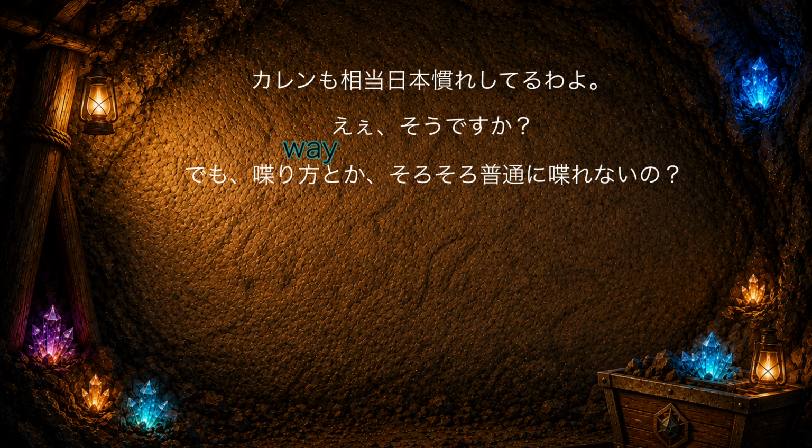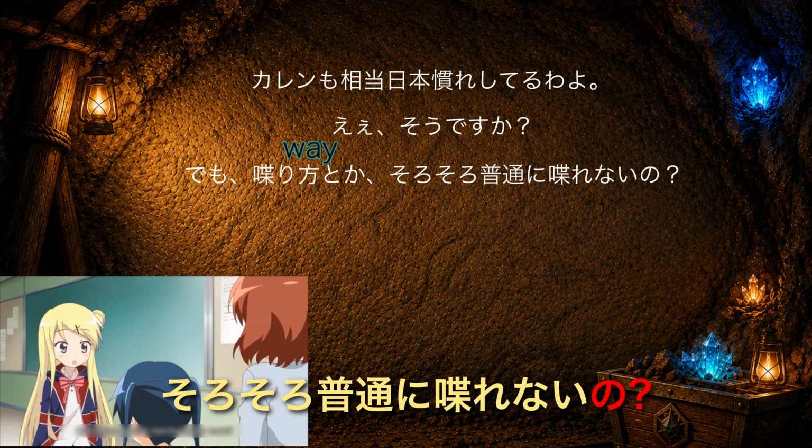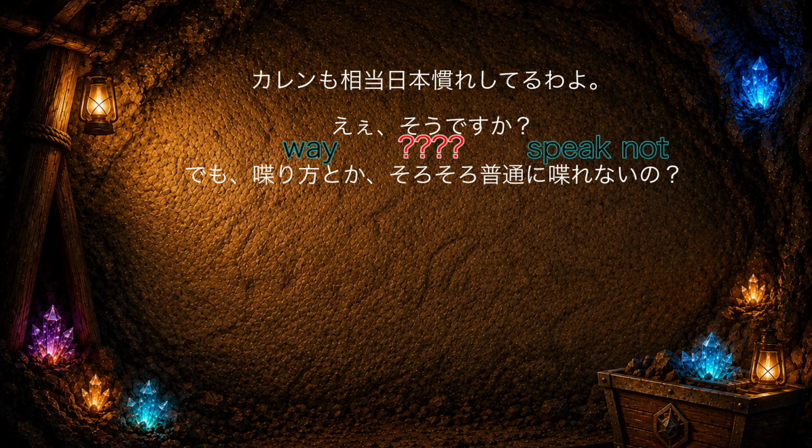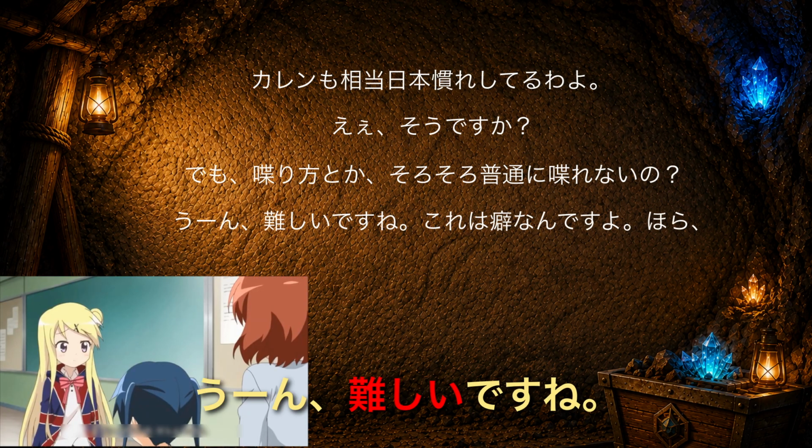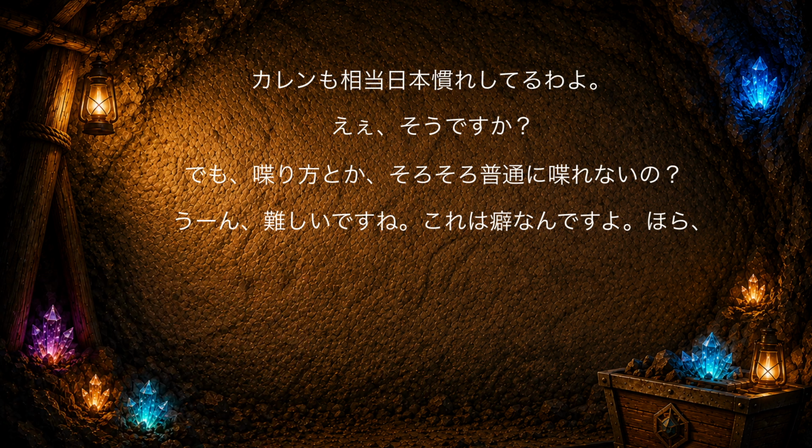Aya asks Karen, そろそろ普通に喋れないの "Something speak not?" If you recognize 普通 from pronunciation alone, then you could make a guess that Aya is asking something like, "Aren't you able to speak normally?" Karen says, 難しいですね It's difficult. これは癖なんですよ This is a kuse.